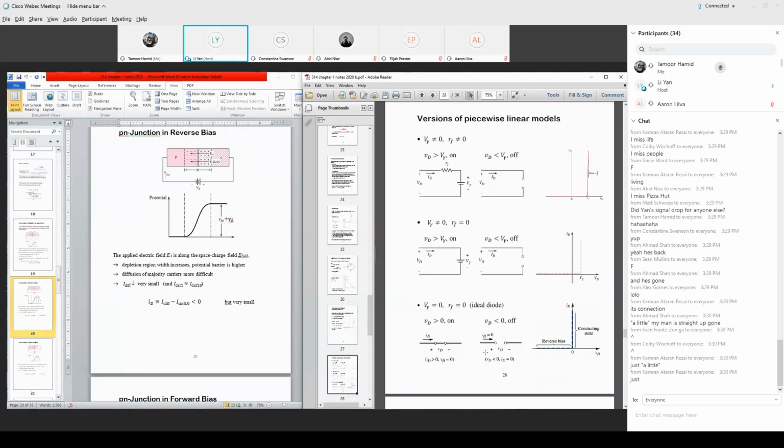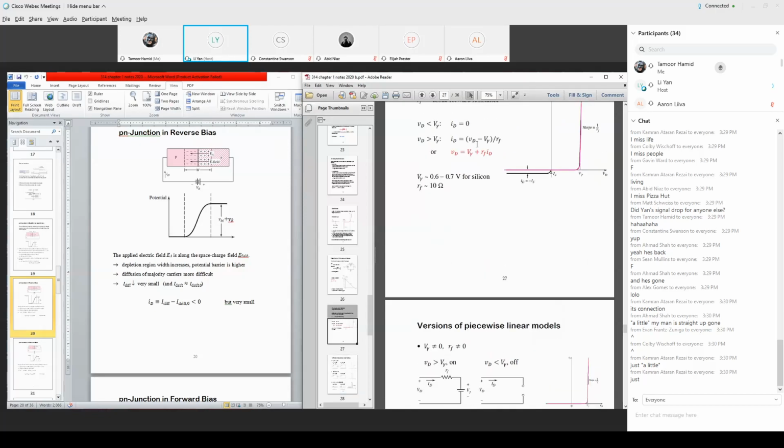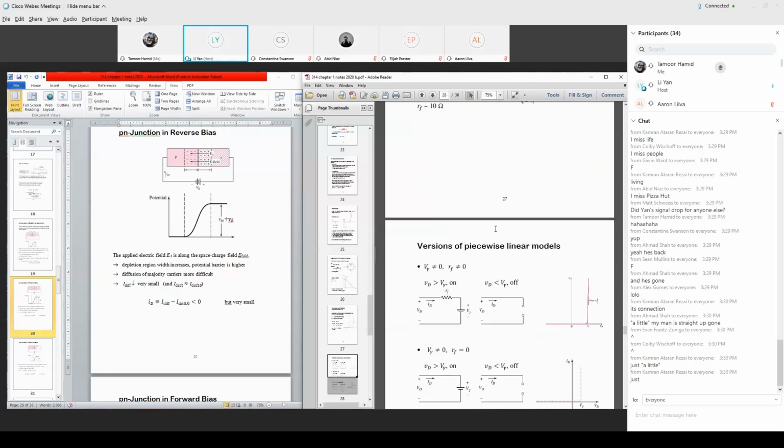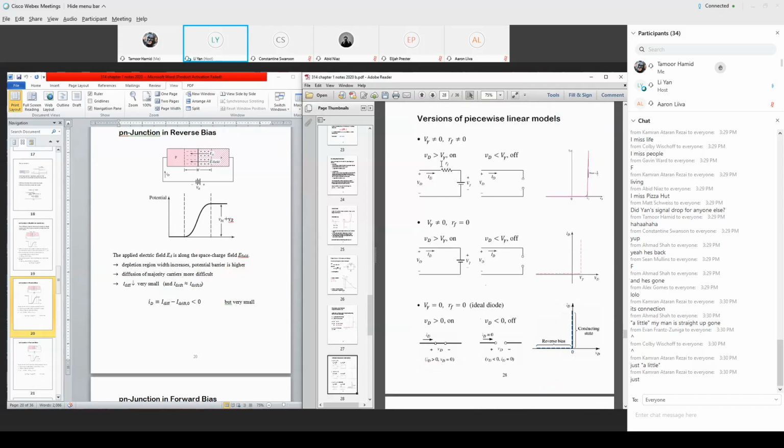Okay, there are a few different versions. One version is where V gamma is non-zero, 0.7 volts, and RF is non-zero, maybe 10 ohms. So there's a constant voltage drop plus the voltage drop across the resistor. That equation corresponds exactly to this device model. Using the devices we learned from 306, we can model the diode behavior. Of course, when the diode voltage is less than V gamma, the diode is off.